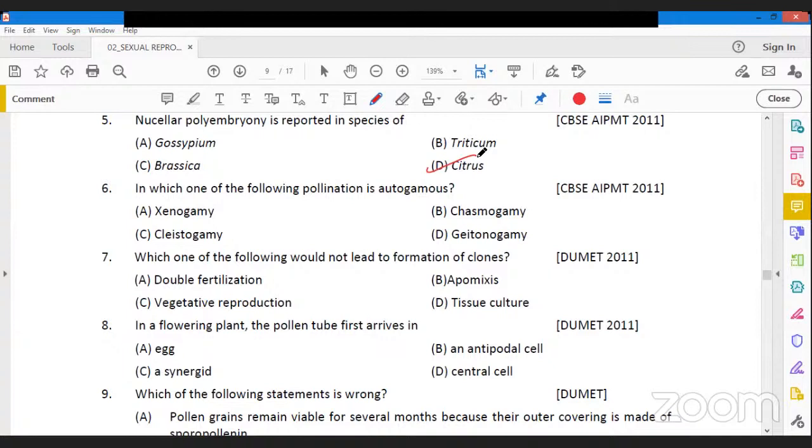Citrus family. Now look at the sixth one, which one of the following pollinations is autogamous. Autogamy means what? Absolute self pollination should take place. So the correct answer would be cleistogamy. The correct answer is cleistogamy.